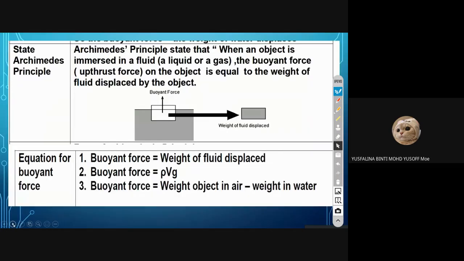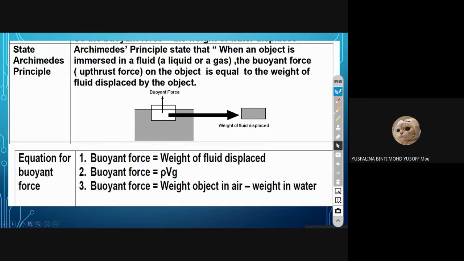Next question. State the Archimedes principle. Archimedes principle states that when an object is immersed partially or fully in a fluid, there will be an upward force acting on it, called the buoyant force. The buoyant force is equal to the weight of the fluid displaced. So, the weight of the liquid displaced.